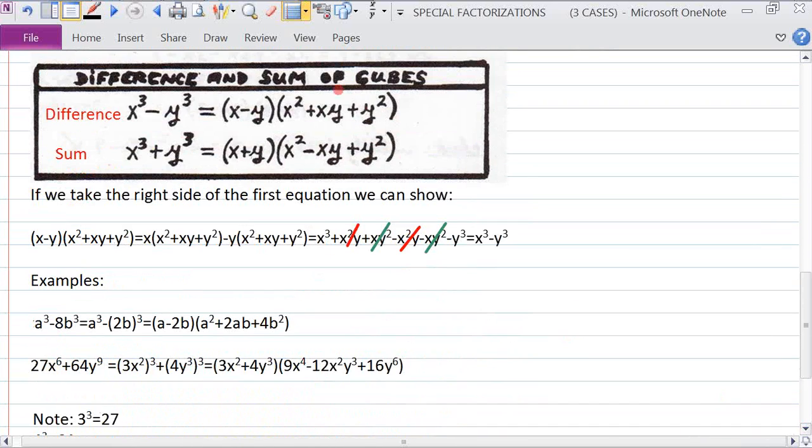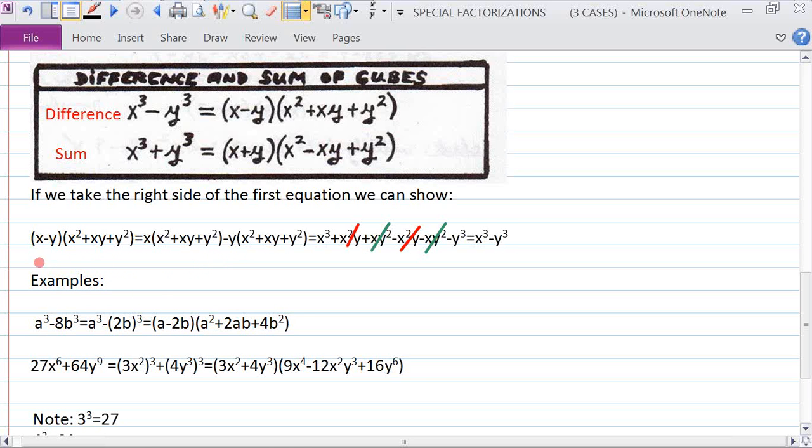The difference and sum of cubes. So the difference here is because of the minus, the sum is plus, and this is written as x minus y times this. Now we're going to take this difference for the first equation and we're going to expand it. So we're going to take x times this whole bracket, and then we're going to subtract y, and we're going to multiply it by the second bracket.